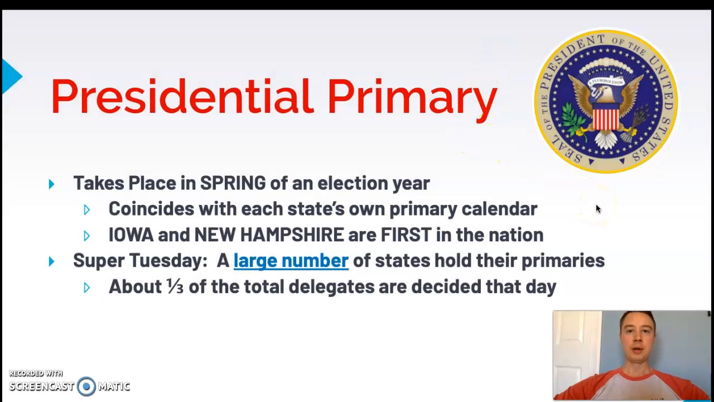Presidential primaries, remember, they're staggered throughout the spring. Each state is holding their own primary at a different time. The results of those primaries from a popular vote standpoint, remember those results reflect the number of delegates that the state will send to the National Convention. The National Convention is where we do the official voting to find out who the nominee will be.